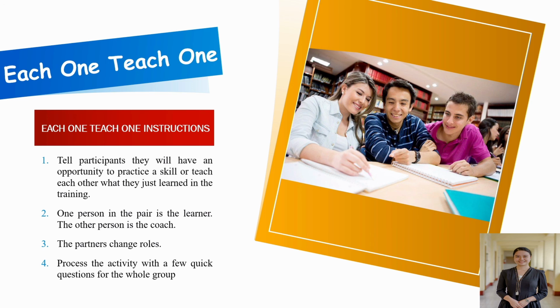If there is no skill to practice, pairs can take turns teaching each other training concepts, explaining the concept in their own words, or discussing ways to use the information in real-life situations. End the activity with partners giving each other a round of applause. The last step is to process the activity with a few quick questions for the whole group.